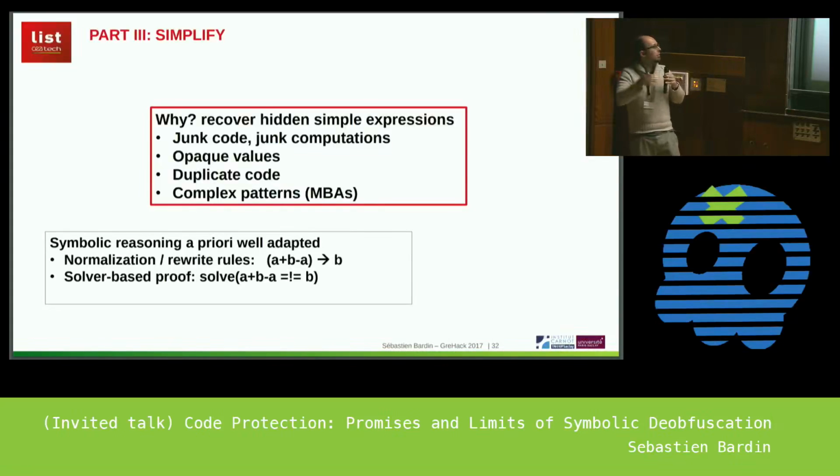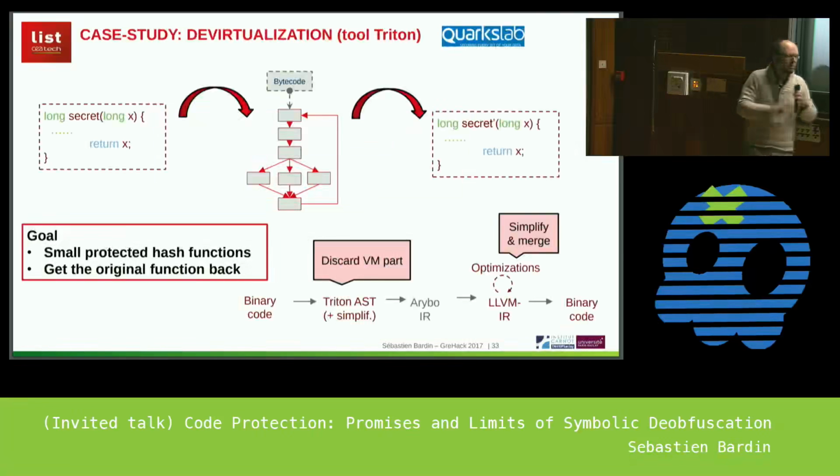And you can also have some kind of solver-based proof. For example, you have some complex expression, you have another expression which is simpler, and you think they are equal. Then you just ask the solver to try to find a counterexample such that the two expressions are not the same. If there is no solution, then they are the same and you get your simplification. This is a rough idea.